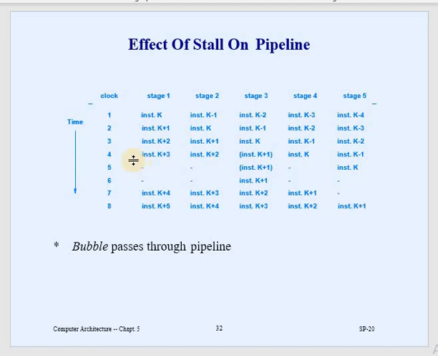All these hyphen signs where I am moving my cursor, this yellow ball, you can see that the bubble passes through the pipeline. So this hyphen sign or the dash is called the bubble in the execution pipeline.